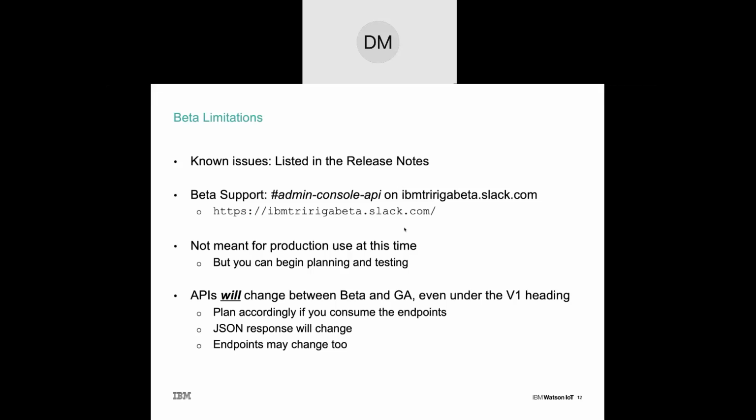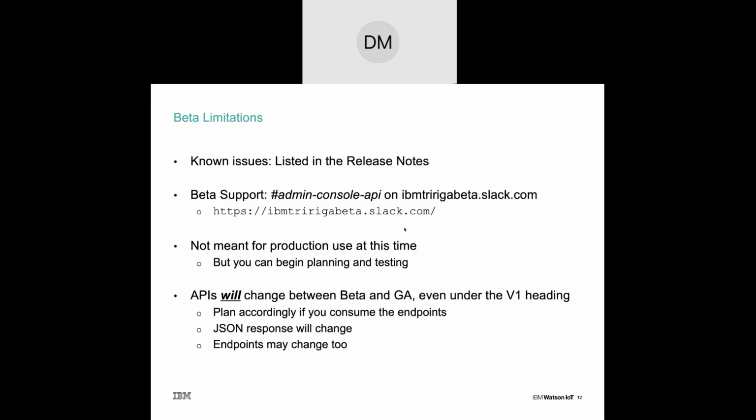One word of warning, the APIs will change between the beta that is in the 3.8.0 and whenever we do decide to GA release this. We still have that V1 heading. We are not going to change that between the beta and the V1. So just plan accordingly. Please plan accordingly.